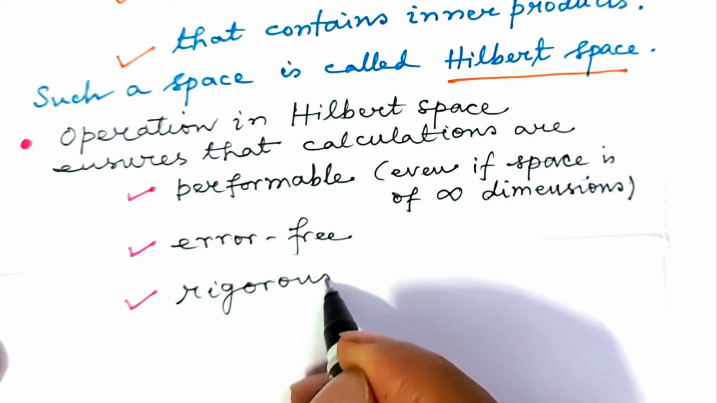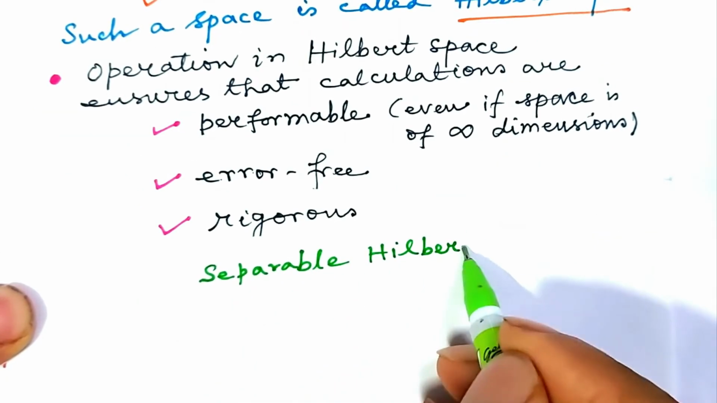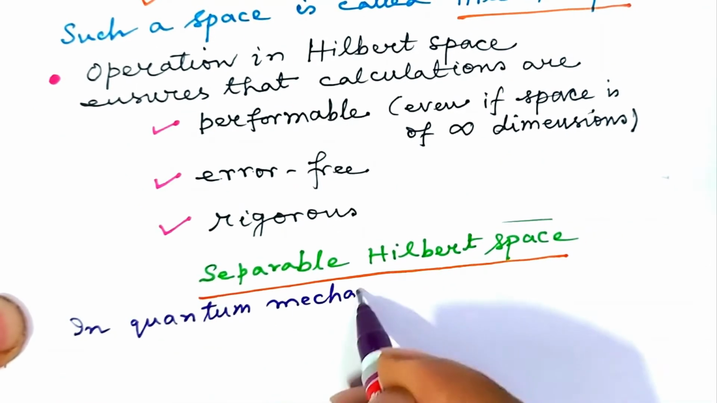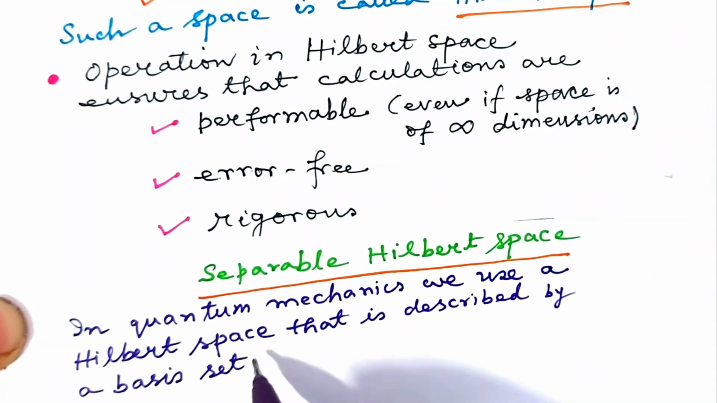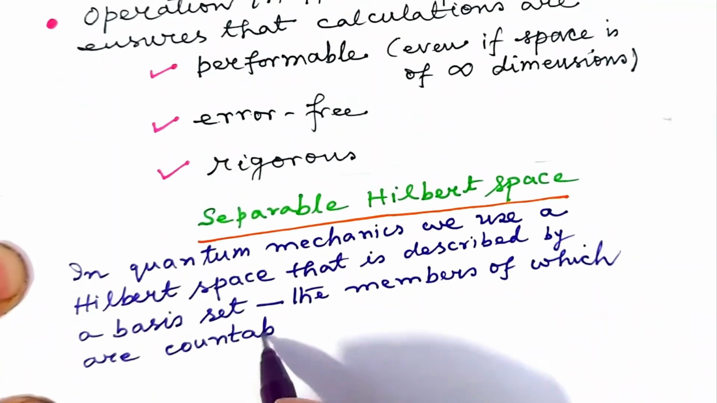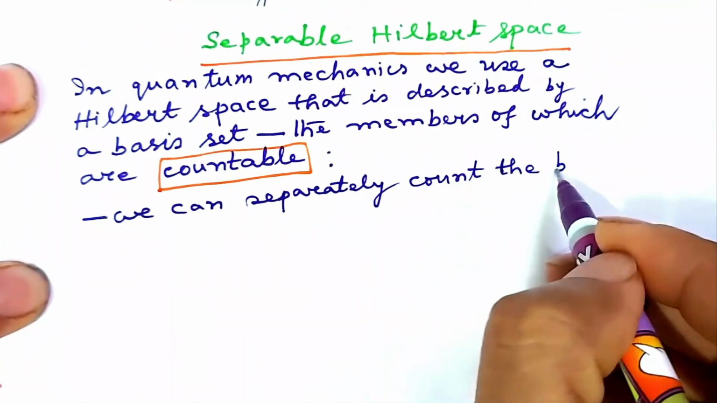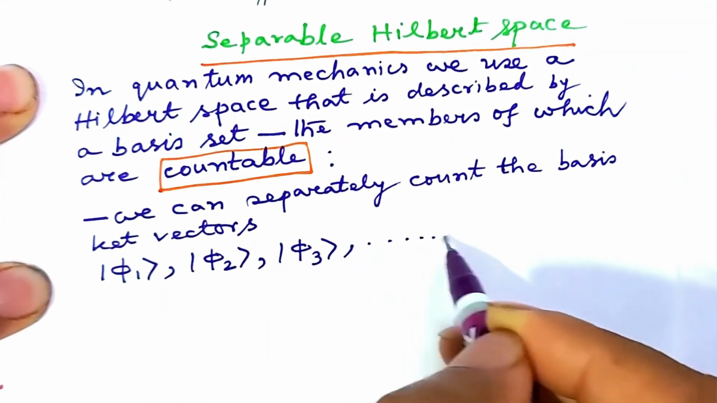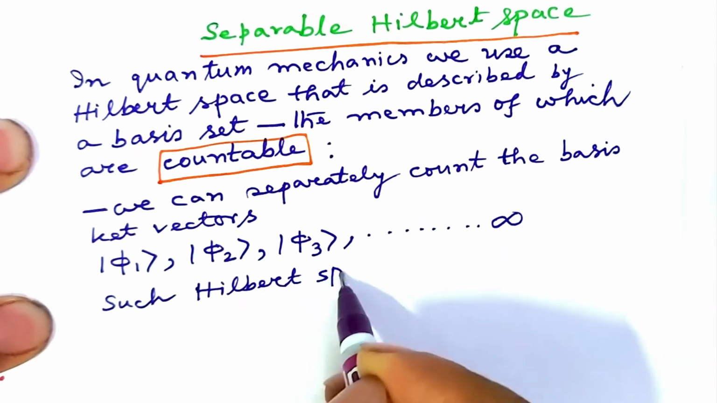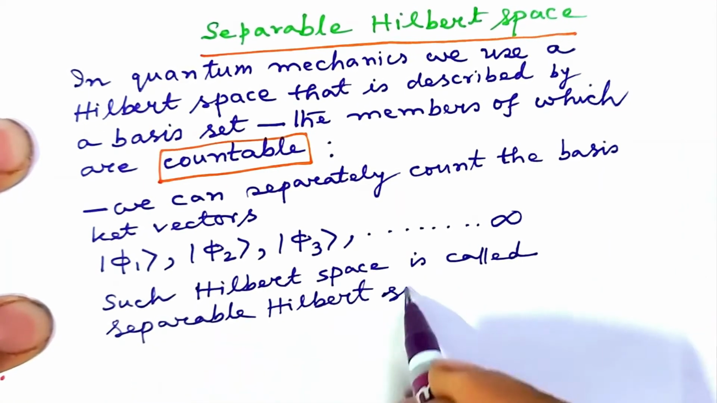We have to further brush up the Hilbert space a little for us to work with quantum mechanics hassle-free, that is, without any trouble. So we need to define separable Hilbert space. In quantum mechanics, we use a Hilbert space that is described by a basis set, the members of which are countable. We can separately count the bases like ket phi 1, ket phi 2, ket phi 3, etc., and it goes on. Such a Hilbert space is called a separable Hilbert space.